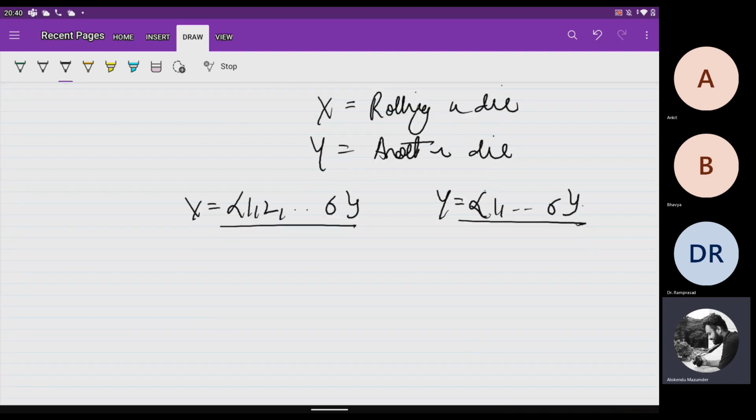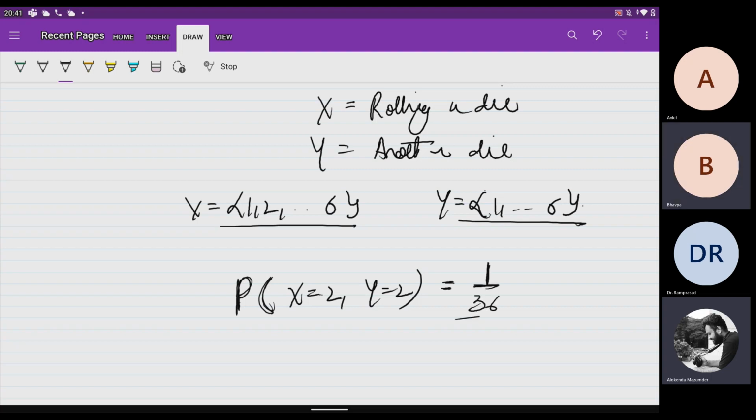Now, if I ask you, I'm holding these two dice and rolling them at once. Can you tell me what will be the probability of x equal to 2 and y equal to 2? 1/36. Yeah, exactly, it will be 1 by 36.